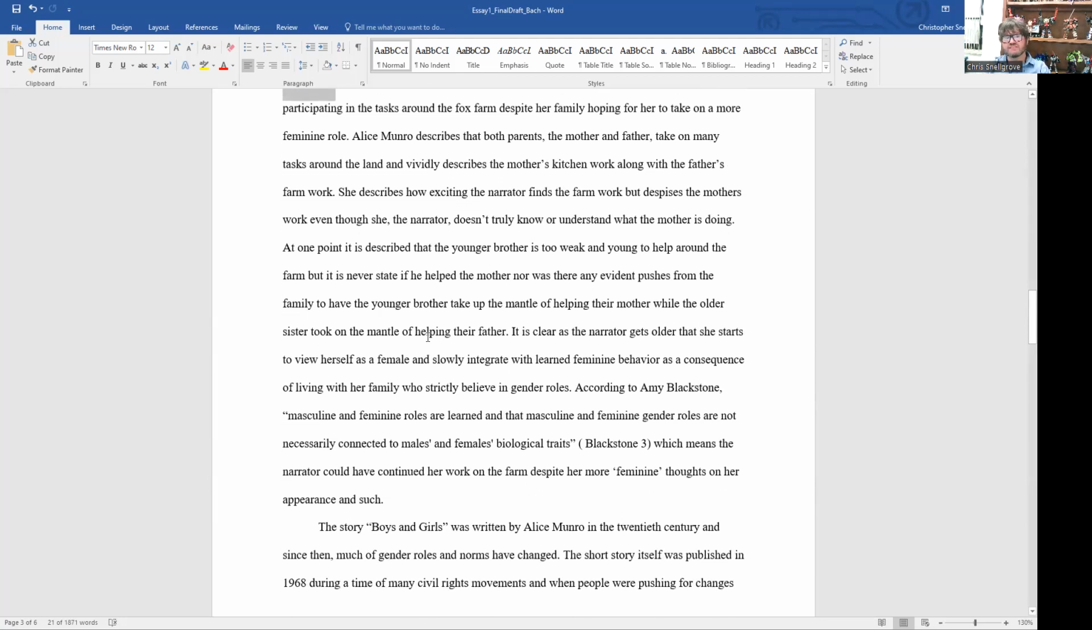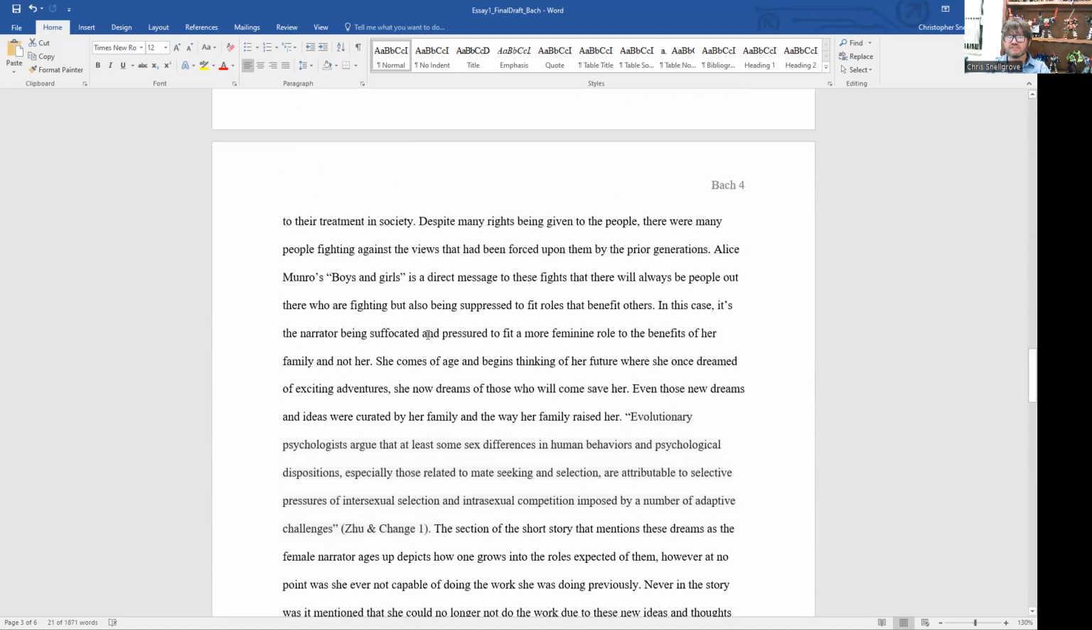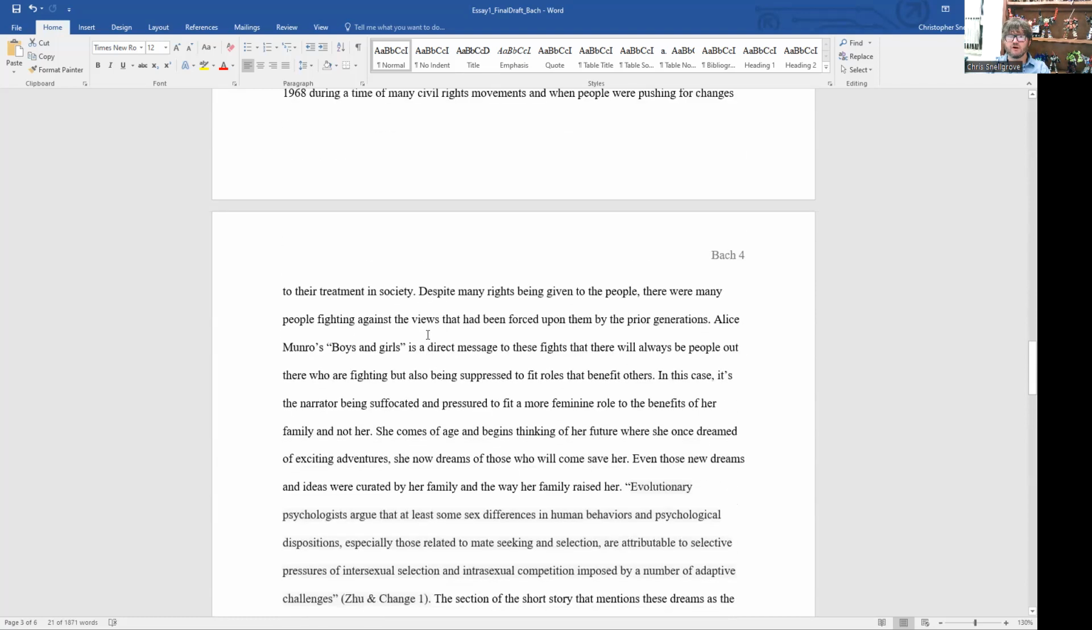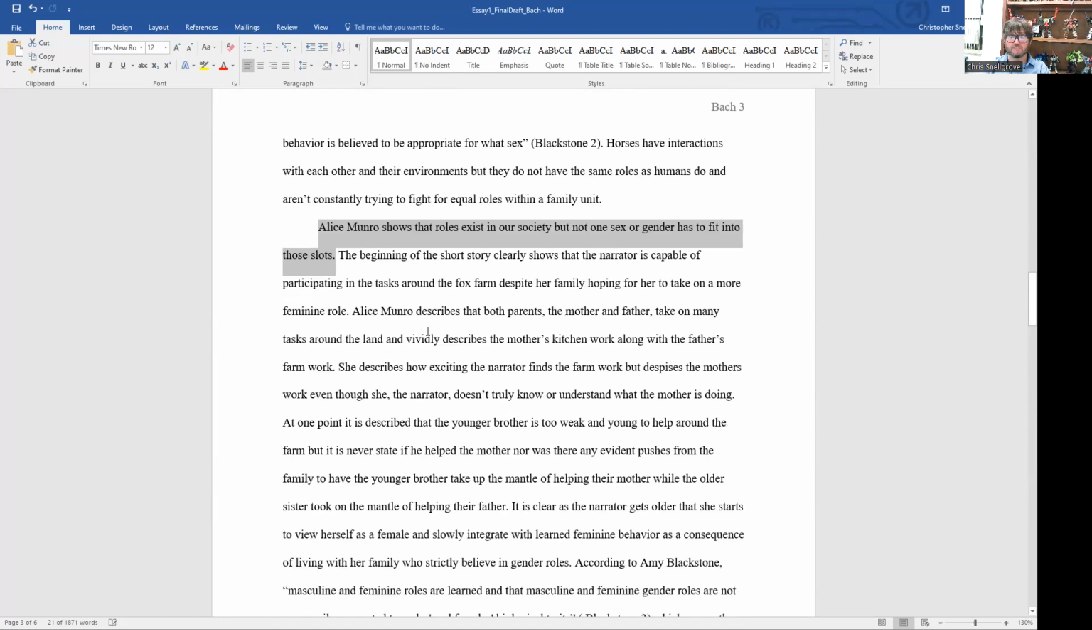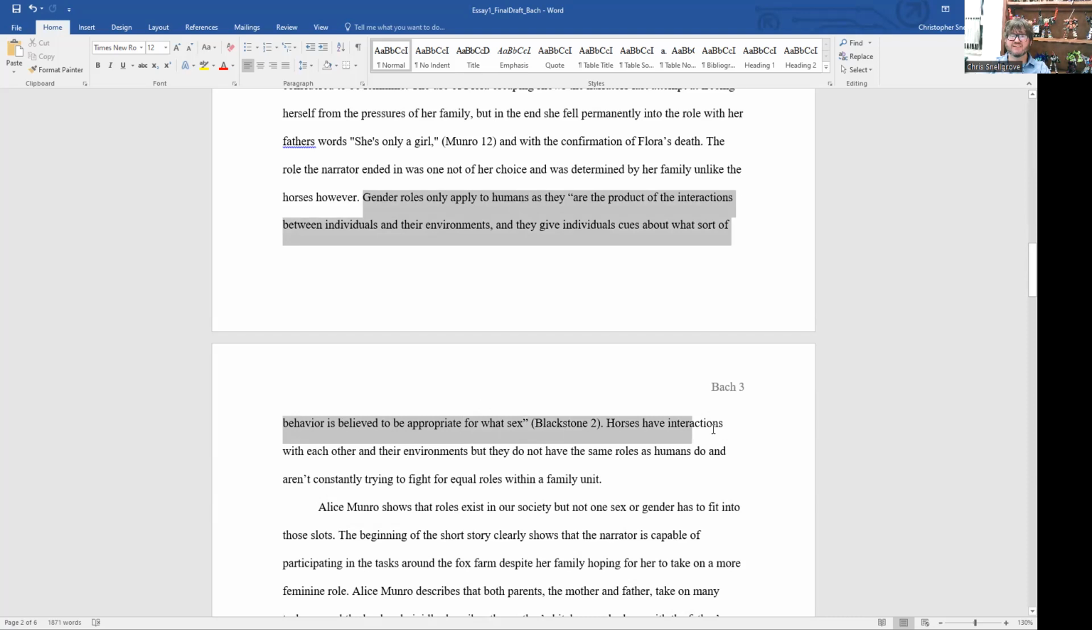All right. And so I will tell you that one thing, for better or for worse, this student didn't have a ton of quotes in here. I was trying to look for external quotes, and this one's split across. Gender roles only apply to humans as they quote, are the product of the interactions between individuals and their environments. They give individuals cues about what sort of behavior is believed to be appropriate for what sex. Horses have interactions with each other and their environments, but they do not have the same roles as humans and are constantly trying to fight for equal roles in the family unit. That's actually a good quote for us to look at.